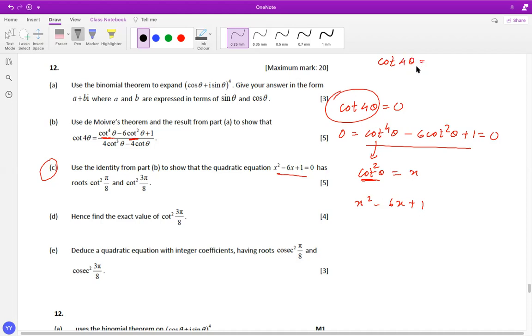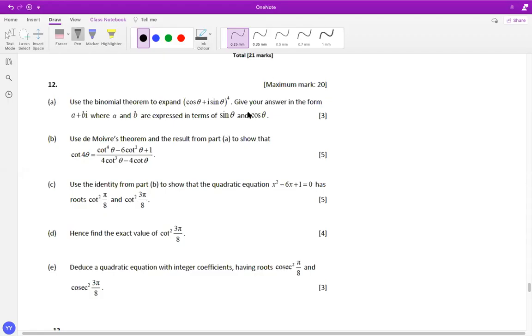Cot 4 theta is 0 means basically at the points where cos is 0. So it'll be like pi by 2, 3 pi by 2. That's where it is 0. So you get theta as pi by 8 or theta as 3 pi by 8, which means cot square theta is the root of this. So cot square pi by 8 and cot square 3 pi by 8 are basically the roots of this equation. Next, you have to find the value of cot square 3 pi by 8, because you know that one of the roots of this is cot square 3 pi by 8.